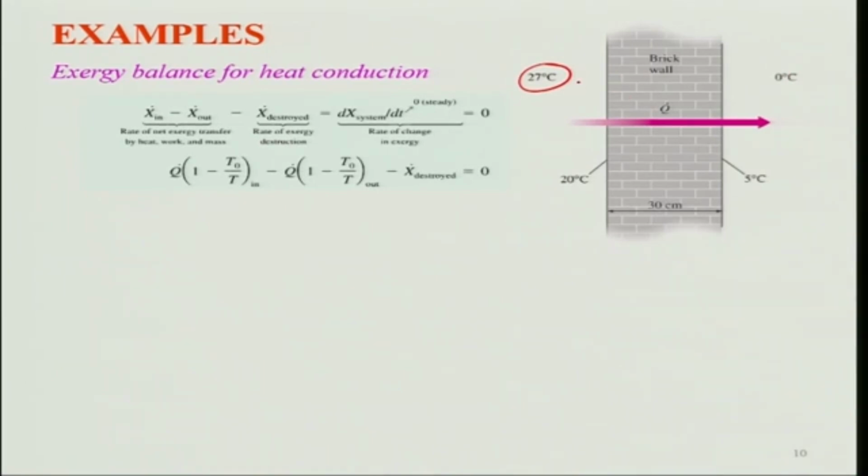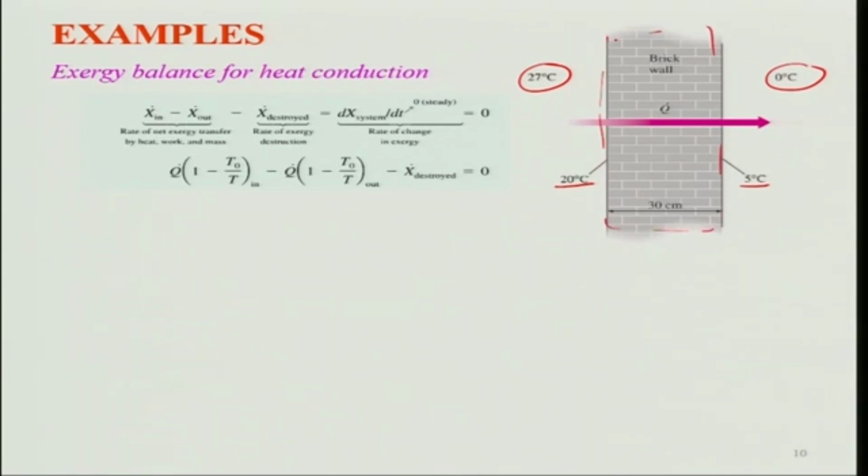This could be your room, and this is your outside temperature, which is 0 degrees. At the wall it is 20 degrees Celsius, and this is at 5. So one of the questions could be to find out the exergy destroyed for the system, which could be your wall, if you consider this wall as a system.